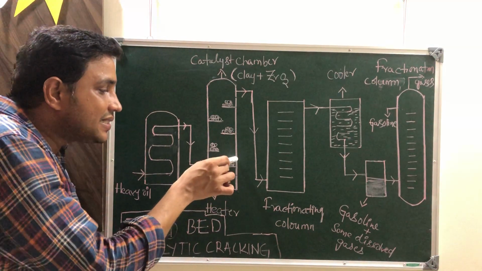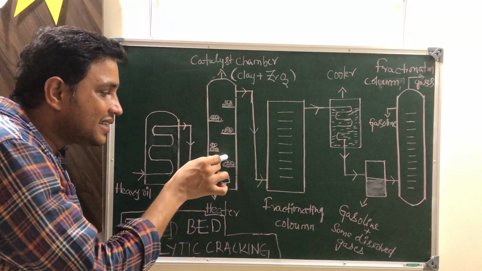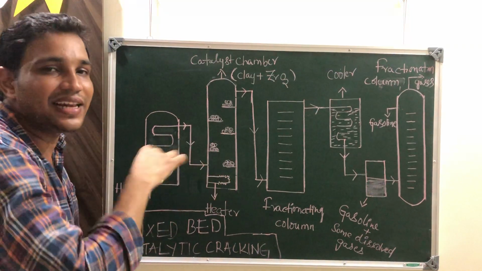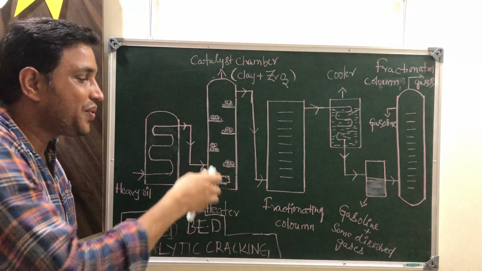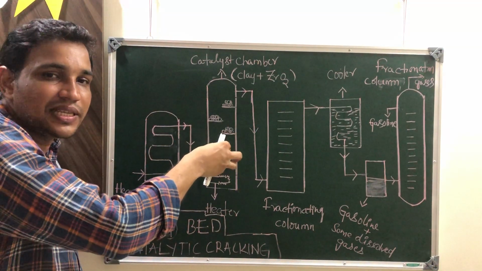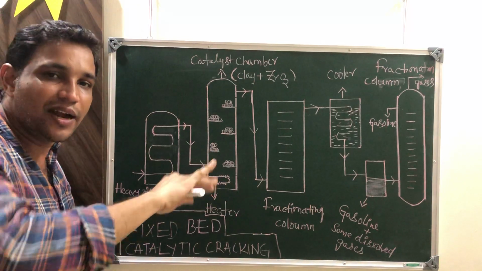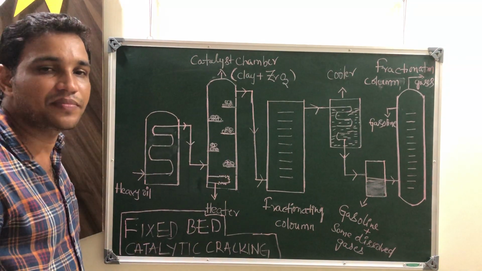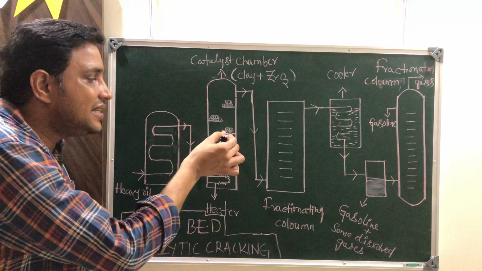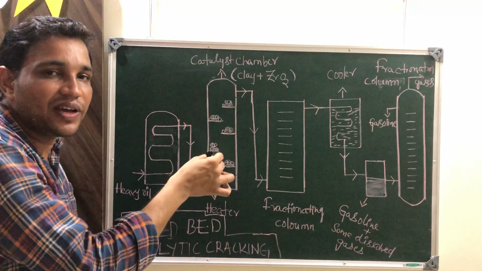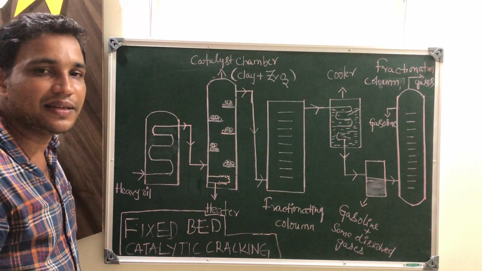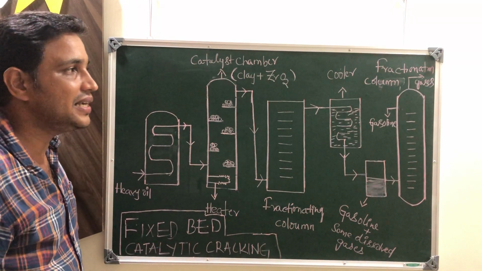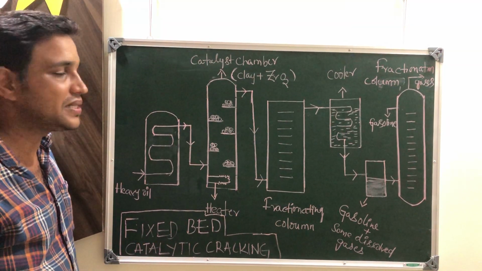But in this fixed bed catalytic cracking, the catalyst is fixed in a catalyst chamber. To reactivate that catalyst, we have to stop the process, pick out the catalyst, and regenerate it. So here the catalyst is fixed. That's why it is called fixed bed catalytic cracking. So let us see how this works.